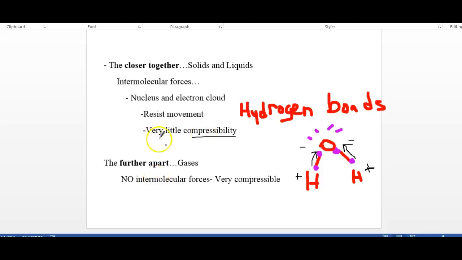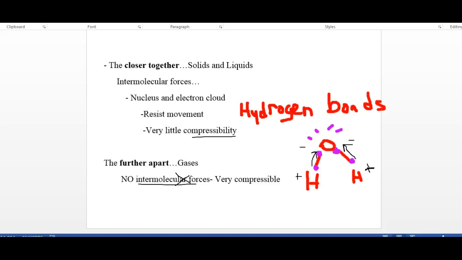And then when we look at gases, they're further apart. Because they're so far apart, these intermolecular forces don't matter. They're not strong enough to overcome the energy you've given it. As a result, they're very far apart, and you can then push them together. They're very compressible.